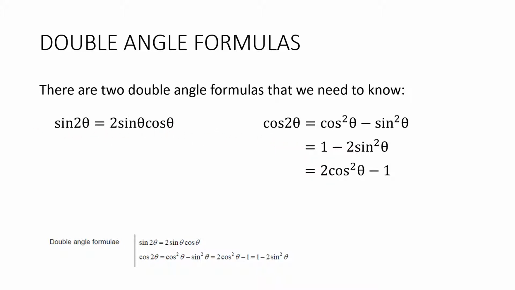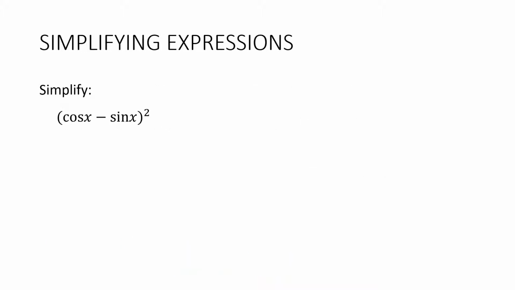Let's have a look at how we use them. So let's return to this question. We did this earlier in the video. Cos x minus sine x all squared. So we did cos squared x minus 2 times sine x times cos x plus sine squared x. And remember, we found that sine squared x plus cos squared x was equal to 1, and we left this as it was.